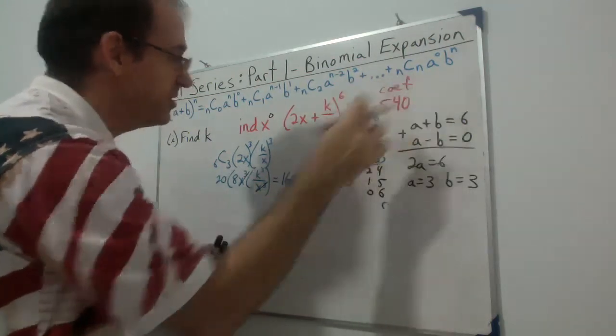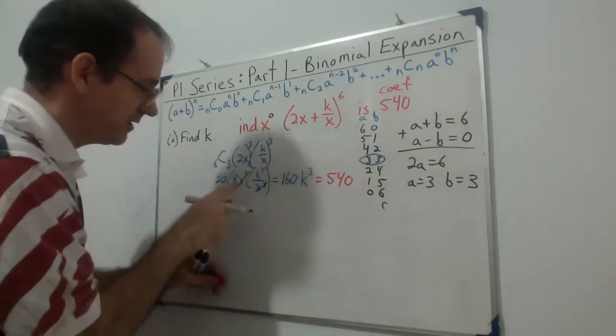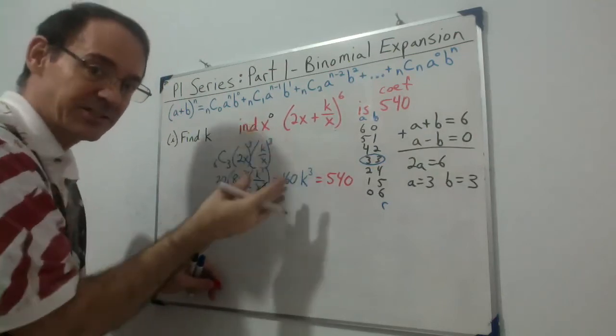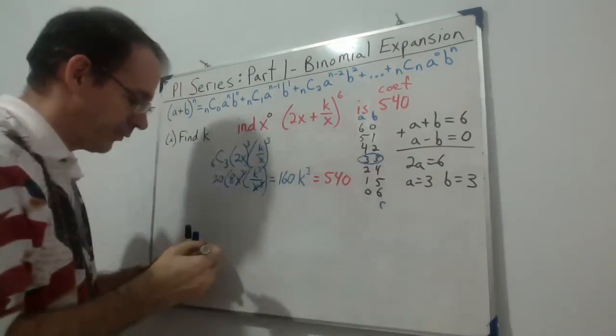It's the coefficient of our independent of x. So our coefficient, 3 minus 3 is x to the 0, so actually the x disappeared. This is the coefficient, equals 540.